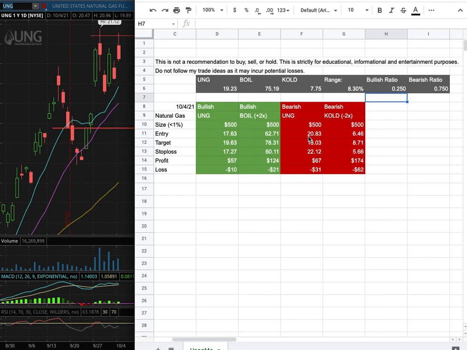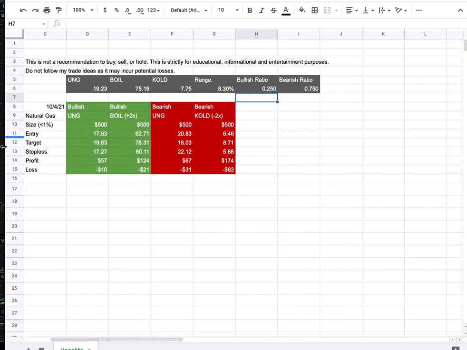However, if I were to open a short position, my entry is at $20.83, and that is this range here. My sell target is at $18.03. My stop loss is at $22.12. So whichever entry price were to hit first, that'll be my position of the week.